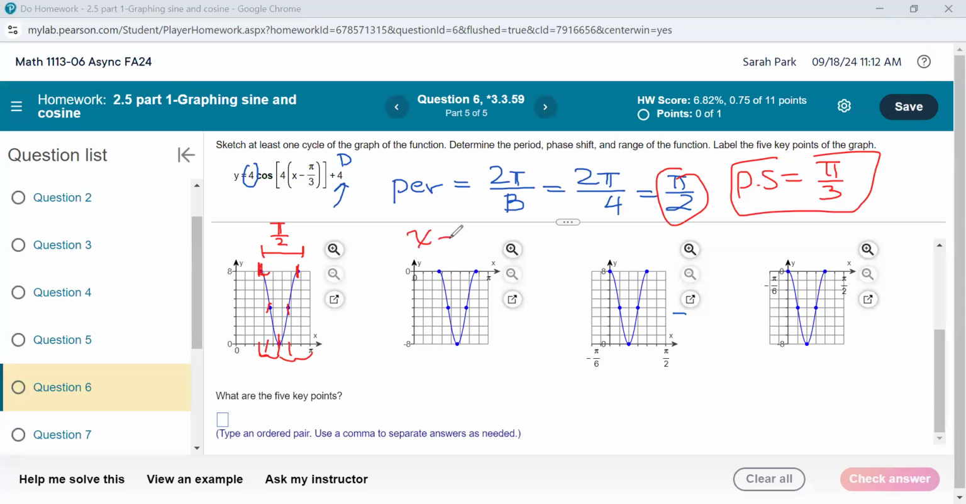And how you find the x scale is you take the period and you divide it into fourths. So I'm going to take the period, which is pi over 2, divide by 4. Now we can simplify this as pi over 2 times the reciprocal of 4, which is 1 over 4. So our x scale is pi over 8. That just means each of these units, I need to go up by pi over 8.